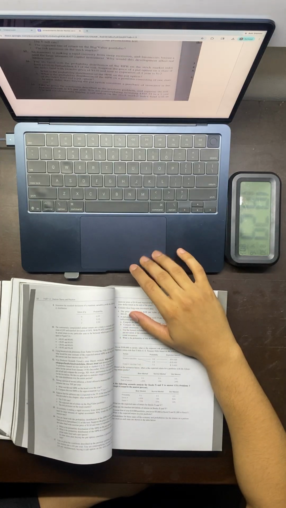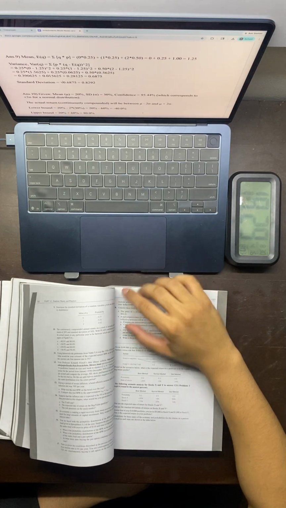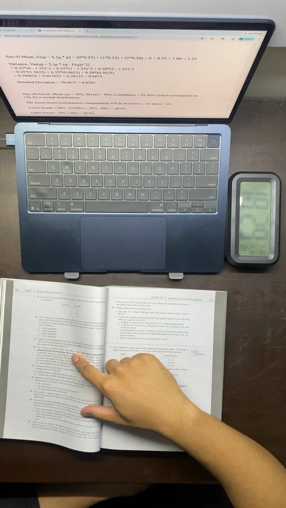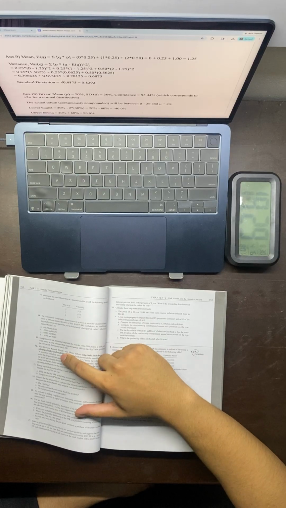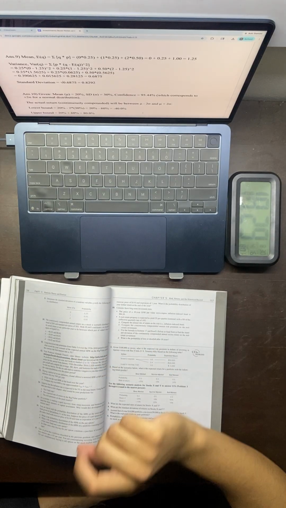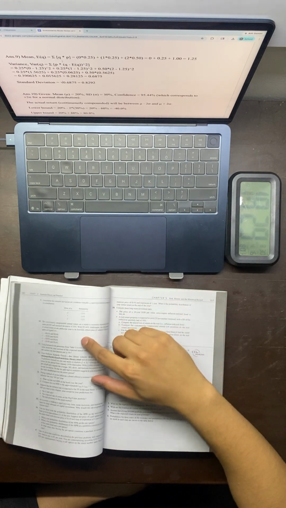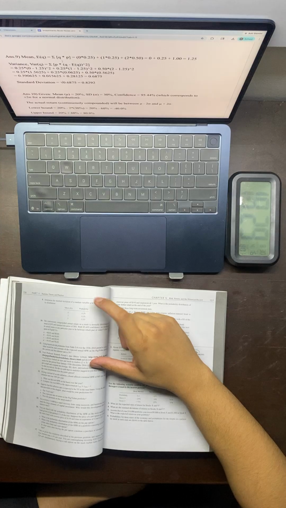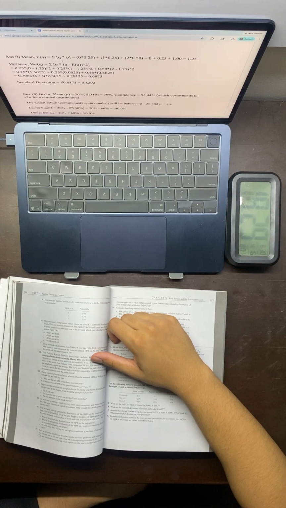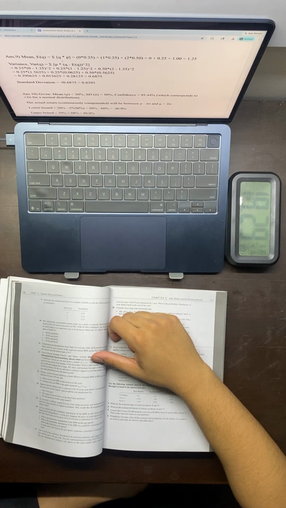Determine the standard deviation of a random variable q with the following probability distribution. Value of q: 0, 1, 2, with their probabilities. So mean equals 0 times 0.25 plus 1 times 0.25 plus 2 times 0.5, which is equal to 1.25.